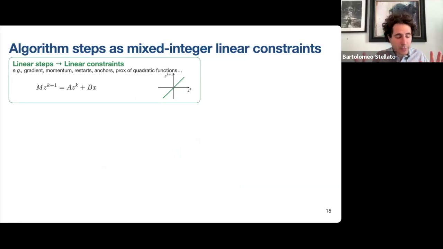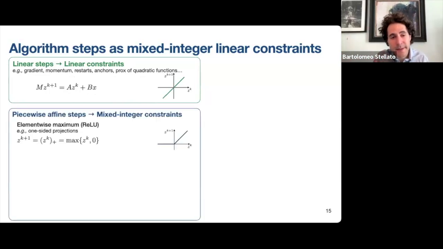And I'm going to do it by representing all sorts of algorithms that you can apply in these scenarios as two types of steps. The first are the easy ones, which correspond to linear constraints. These are steps represented as a matrix N that multiplies z_{k+1} equal to A z_k plus B x. This can represent gradient steps, because we're looking at parametric quadratic problems, so the gradient becomes just a linear step. Then momentum accelerations, restarts where you average the iterates, anchor steps, but also the proximal operator of a quadratic function. These are all linear steps that we can add into the verification problem in the previous slide very easily.